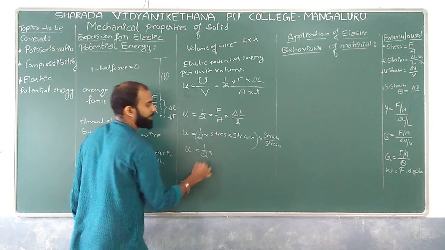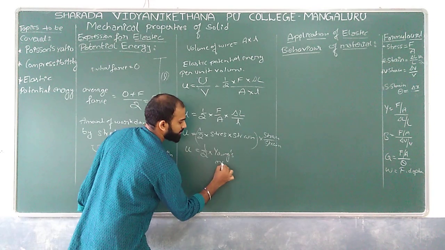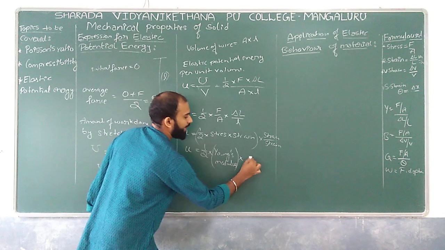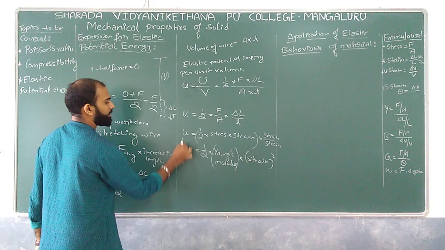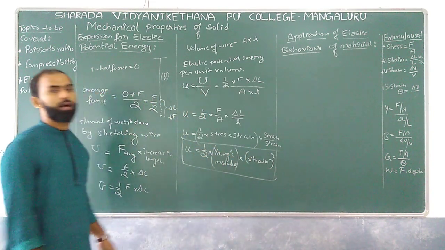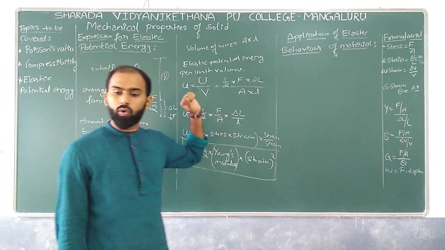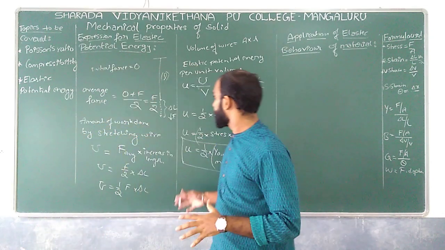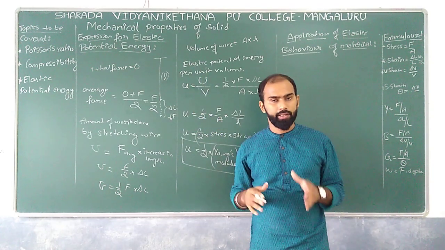So this can also be taken as half into Young's modulus into strain whole square. This is one more condition I can have to get the answer over here. So this is one point of it, and there are a number of things which may come to your mind. This is how exactly it works. That is the expression for elastic potential energy.